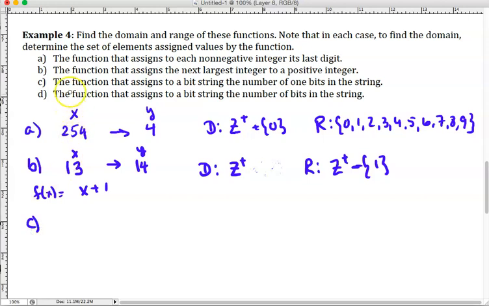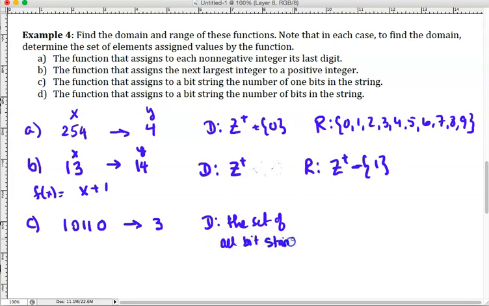All right, let's look at the next one. The function that assigns to a bit string the number of 1 bits in the string. So bit strings are strings of ones and zeros, right? So let's say I have 1, 0, 1, 1, 0 as a bit string. Then the output is 3. The output is the number of ones in the string. For this one, the domain, I don't have a shortcut for it, but the domain is the set of all bit strings. And the range is going to be the non-negative integers, right? Because it could have 0 ones in there too.